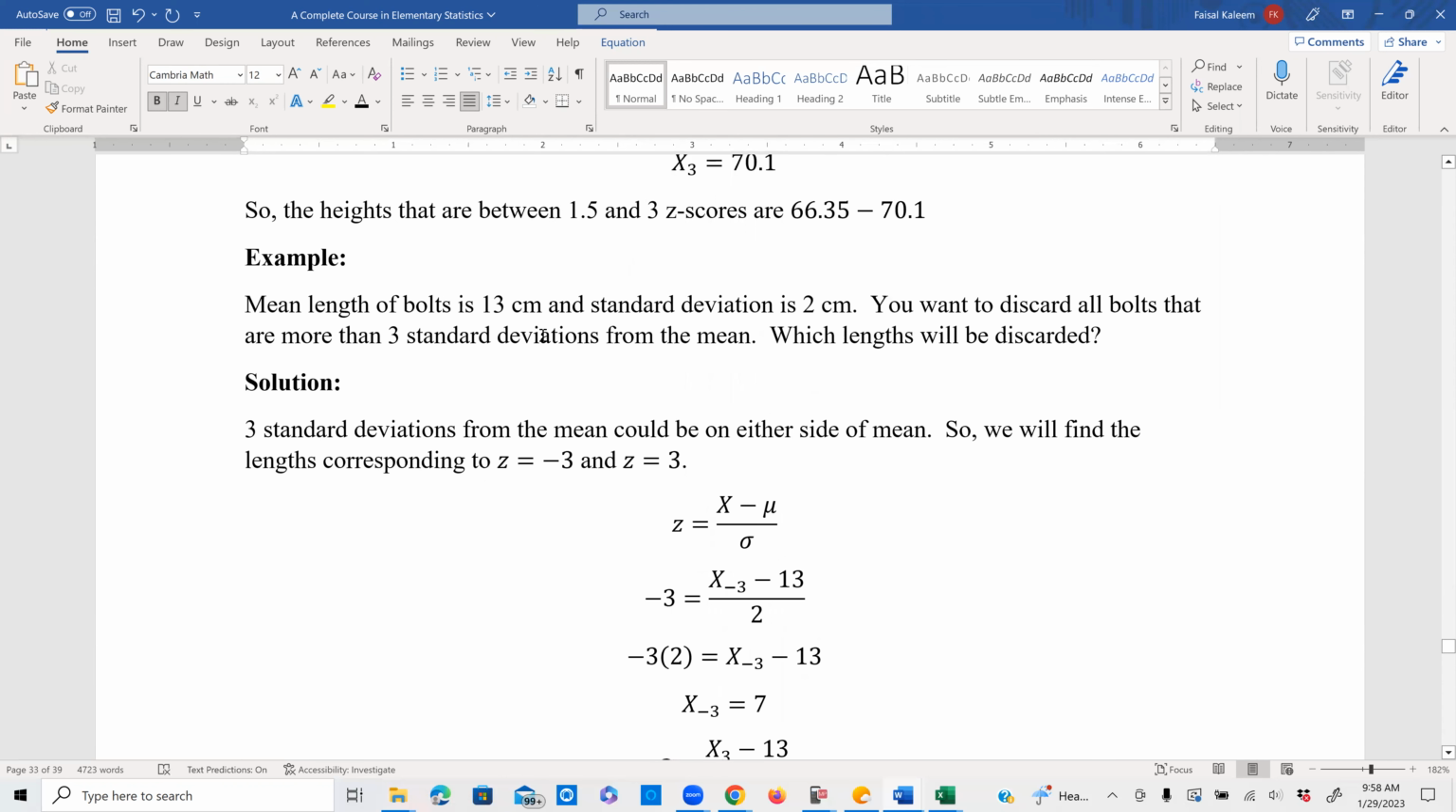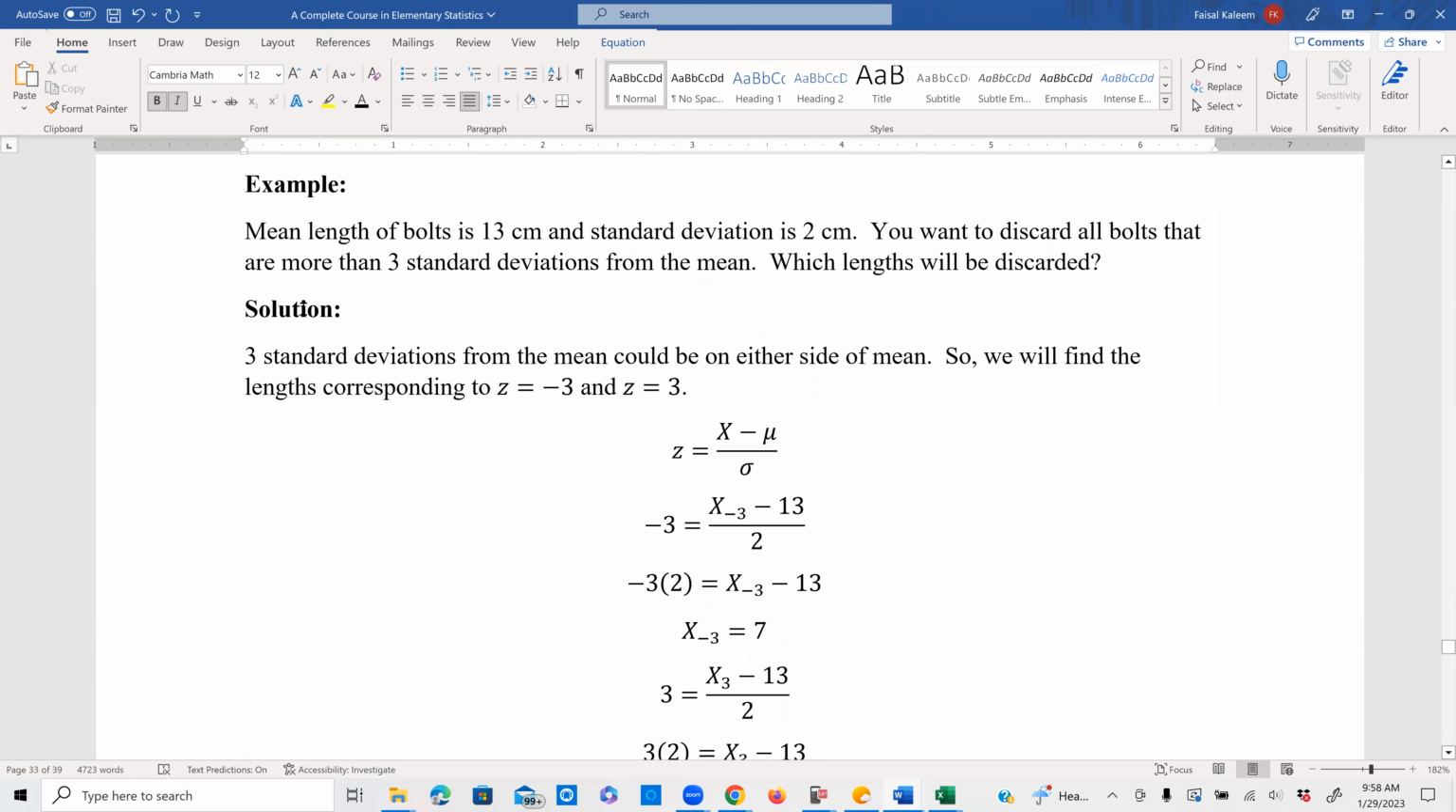Mean length of bowls is 13 centimeters, standard deviation 2 centimeters. You want to discard all bowls that are more than 3 standard deviations from the mean. Which lengths will be discarded? So 3 standard deviations from the mean could be on either side of the mean, so z equals -3 or z equals 3. Remember, the number of standard deviations from the mean is the z-score.